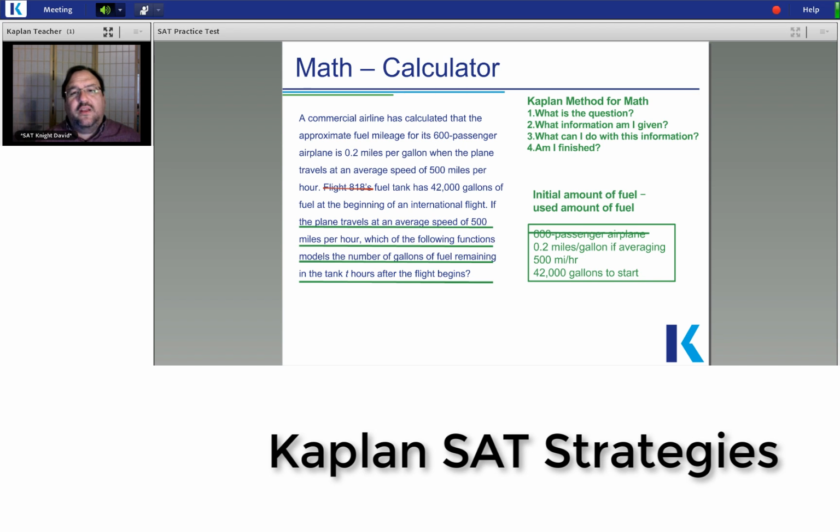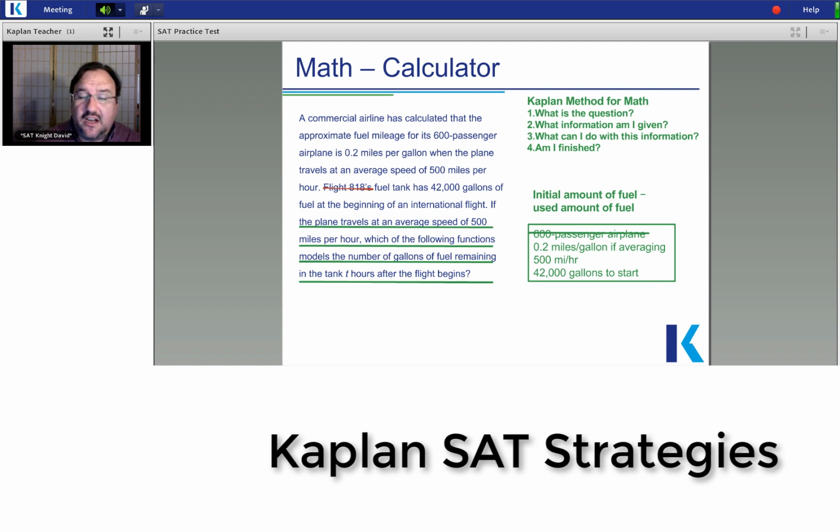The new SAT has become very wordy. Why ask a question in 23 words when you can ask it in 107? That's their new mindset. In this particular case, there's a lot of words and a lot of numbers, and some of it is useless, so we just get rid of it. Now we have the information that's actually going to help us.